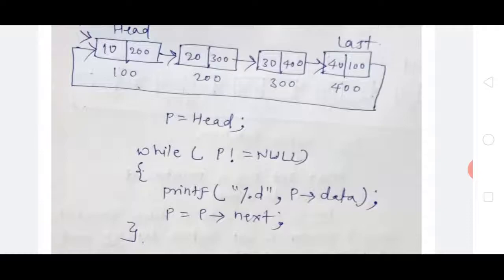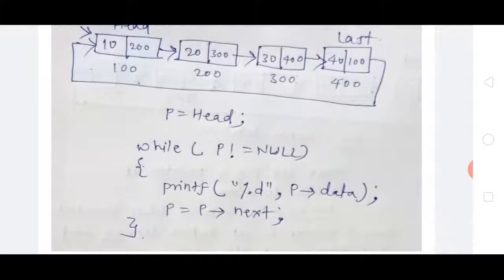Inside the while loop, P is not equal to null. P contains the address 400. 400 is not equal to null. Yes, the condition is true, so it executes the printf statement. Inside the printf statement, P pointed to data field contains the element 40.